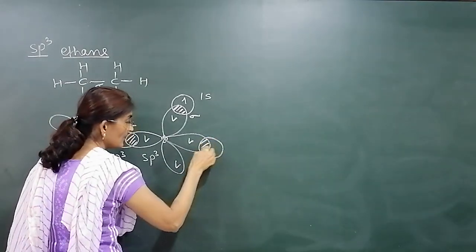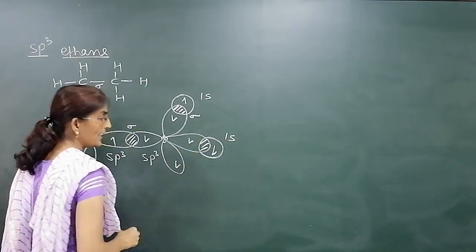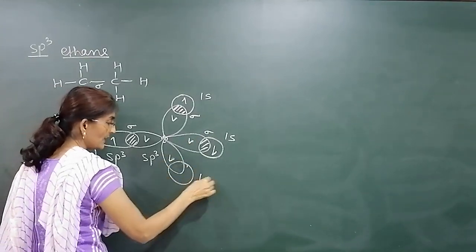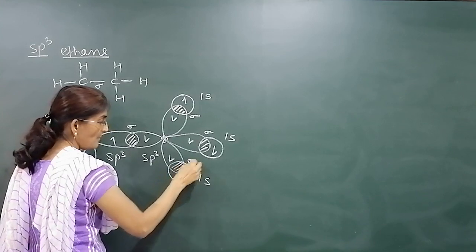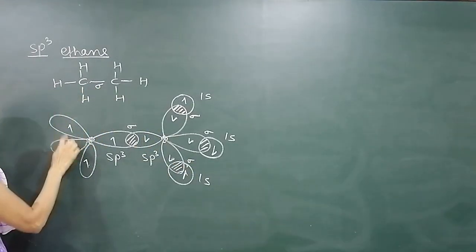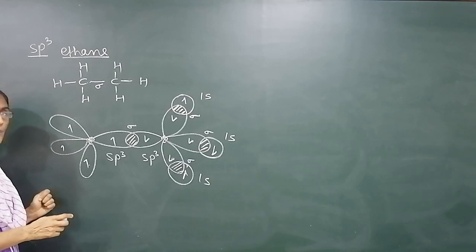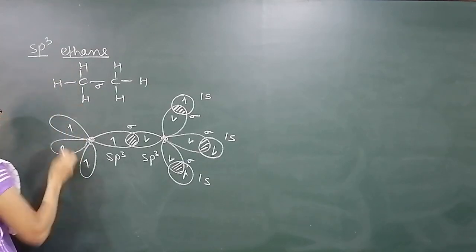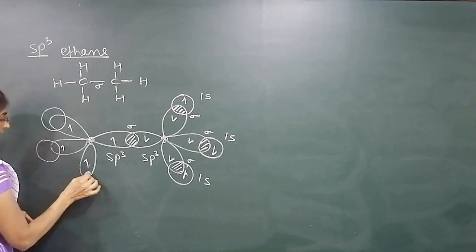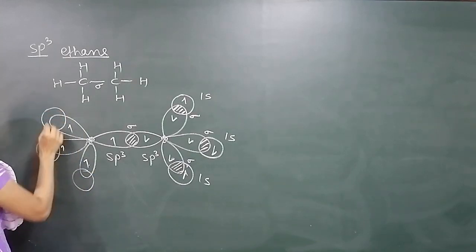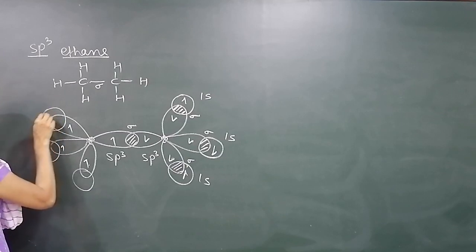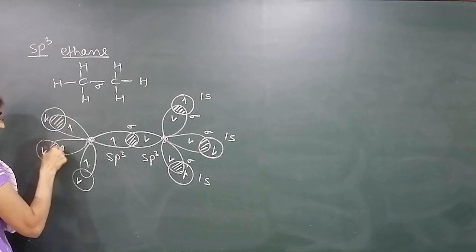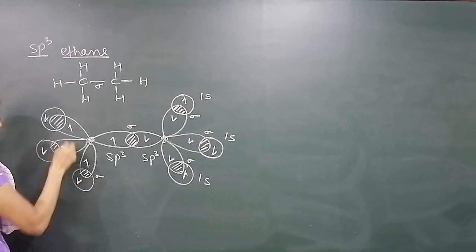Second hydrogen, 1s orbital overlap and form sigma bond. Third hydrogen, 1s orbital overlap and form sigma bond. Here also 3 sp3 hybrid orbitals of the carbon atom form sigma bonds by overlapping with 3 hydrogen atoms: first, second and third hydrogen atom. Both have unpaired electron with opposite spin in them this way. And they will overlap with hybrid orbital of carbon and form sigma bond.